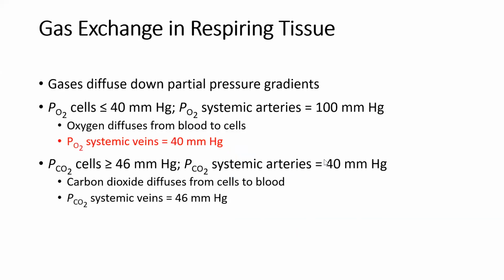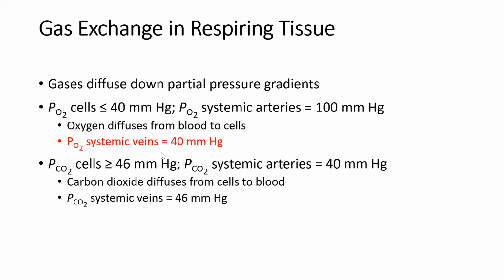Okay. And then the final thing that we'll say here is basically putting together all that we've just said, in terms of the gases diffusing down their own partial pressure gradients. So if you think about the gradient that we described for oxygen, it's lower, at 40 millimeters of mercury in our cells and tissues, in our systemic capillaries, all the way to 100 millimeters of mercury in our systemic arteries. And so we can see a gradient here, right? A gradient that favors oxygen diffusing from the systemic arteries in our blood out into the cells and tissues, okay?